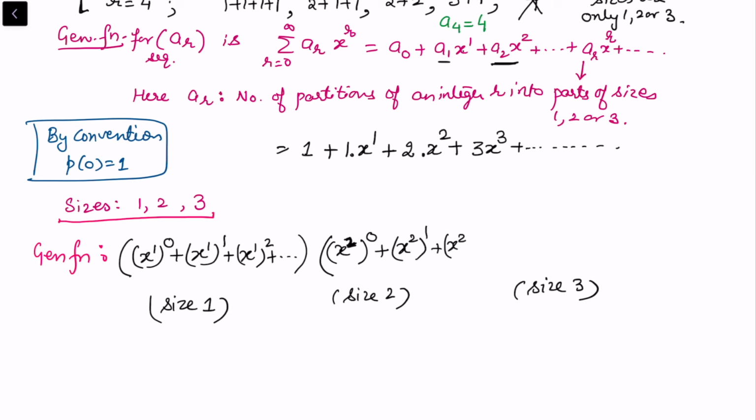Partition of 2 appearing 2 times. This means actually it is giving a partition of 4. And so on, it can appear as many number of times. Then partition of 3 appearing 0 times, plus partition of 3 appearing 1 time, plus partition of 3 appearing 2 times.